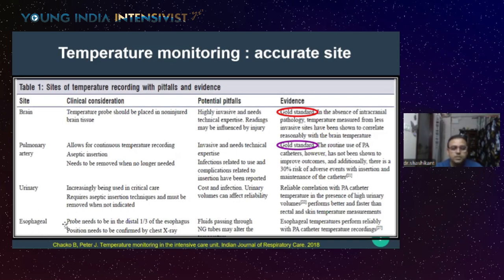For esophageal temperature monitoring, we need to put the esophageal catheter in the distal one third of the esophagus, and the position needs to be confirmed by a chest X-ray. And again, the pitfall is the fluid which is passing around the NG tube that can alter the temperature recording. Again, it has shown a very good correlation with PA temperature monitoring.